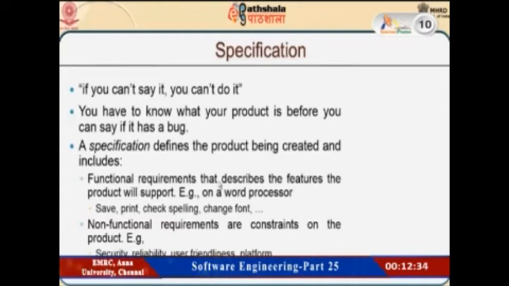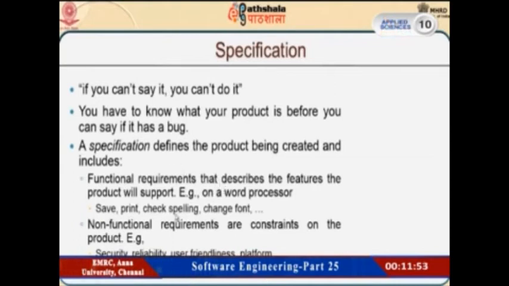So you can simply think, did the problem exist only during the implementation phase, or did it happen from the beginning, from the specification point of view? As part of specification we have read, or rather experienced, that if you can't say it, you can't do it. You have to know what your product is before you can say if it has a bug. That means a specification defines the product being created and includes two different terms: functional requirements and non-functional requirements.